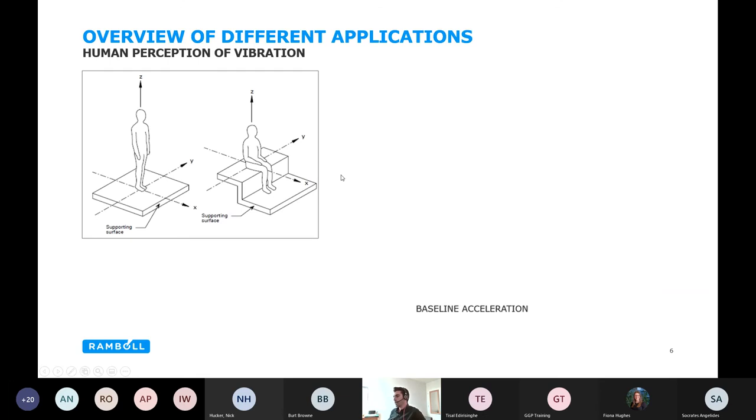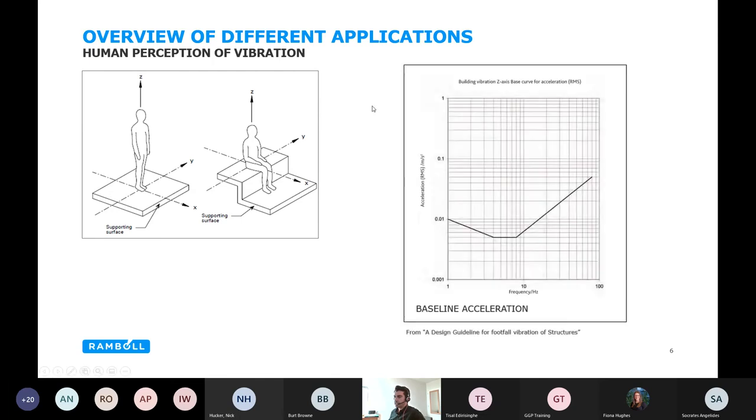For human perception, the reference comes from what vibration humans can perceive. There are several standards of reference, British standards, and also ISO standards that define this. In the vertical direction, humans are more sensitive in the 4 to 8 Hertz range, with a reduced sensitivity at higher frequencies. And this is the baseline acceleration, so basically what acceleration a person could actually perceive in the frequency spectrum.